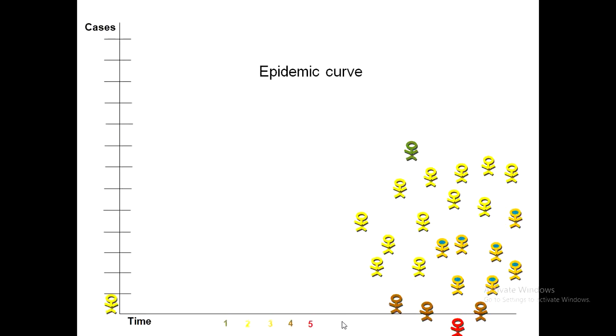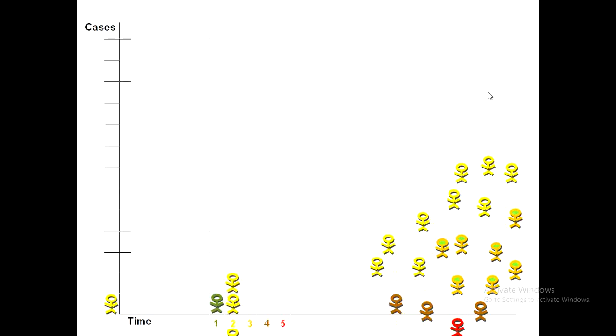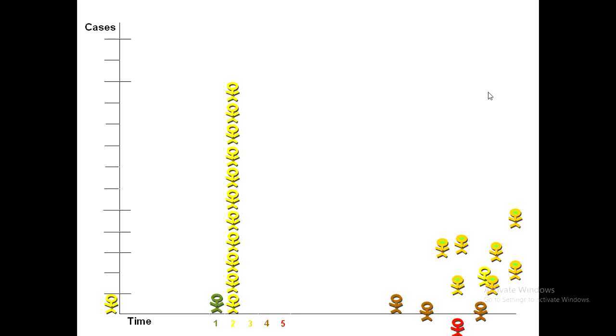So if I want to draw an epidemic curve, I will draw the time in days on the x-axis. As you can see, these are the number of days, and these are the number of cases on the y-axis. Now, according to the number of cases per day, I am going to draw the epidemic curve. Look at this, this is the population and this is the color coding. For example, the green color case has appeared on day 1. Yellow color cases have appeared on day 2. And then the other cases of dark yellow color with green head are appearing on the 3rd day.